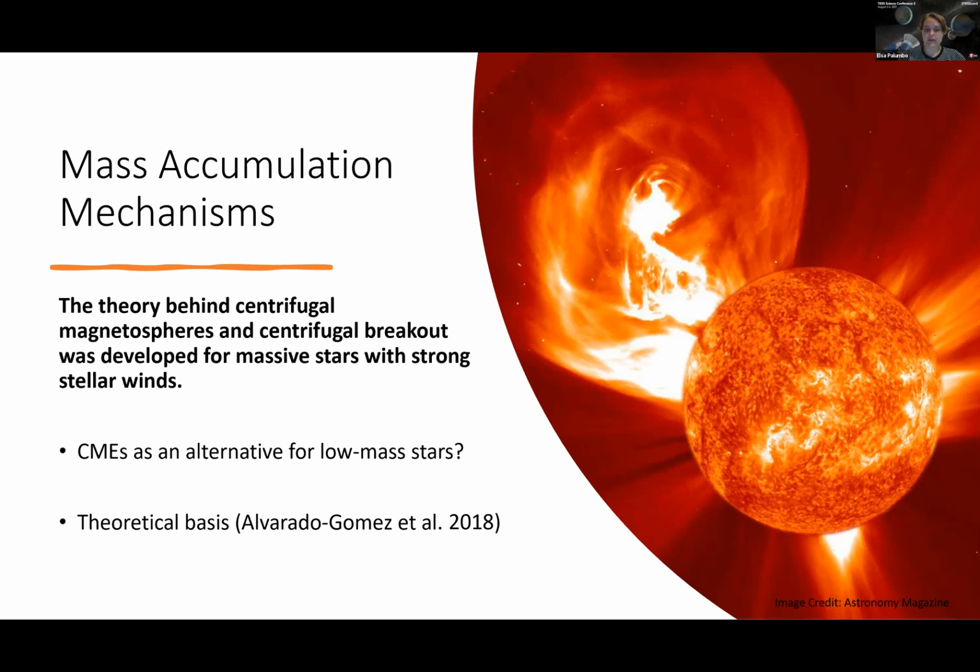So in our paper, my co-authors and I suggest that coronal mass ejections might be a plausible mass feeding alternative for low mass stars. And we say this both because this would be a way to suddenly deliver a large amount of material to the magnetosphere, and because there's a bit of a theoretical basis for having coronal mass ejections trapped in the magnetospheres of low mass stars, as in Alvarado-Gómez's work in 2018. This also could possibly explain why we might observe centrifugal breakout around low mass stars, but not around high mass stars like Sigma Ori E.